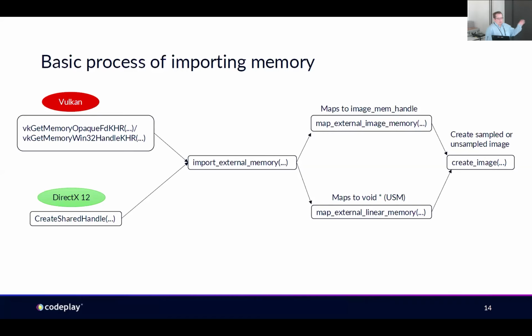You can either map to image mem handle, which is what we call opaque memory or device optimized memory, or just map to USM memory. Device optimized memory is good because underneath it could be using any sort of device optimized format, such as the tiled layout. You don't actually know what that layout is, but it can make things more efficient on the device. With USM, you know the layout, just linear device layout, but it might not be quite as optimized as using image mem handle. And then once you've imported those, you can create a sampled or unsampled image.